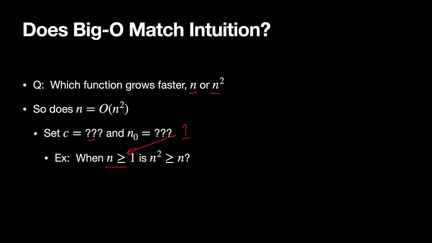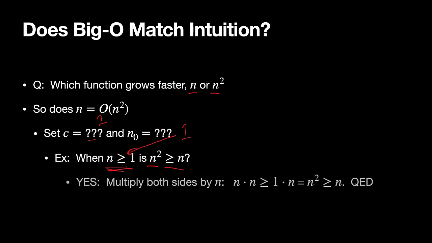And for the c value, we'll also pick 1. And remember, that's kind of our multiplier. So what we're trying to show is 1 times n squared is greater than or equal to n anytime we're past 1. Okay. So this is reasonably straightforward.